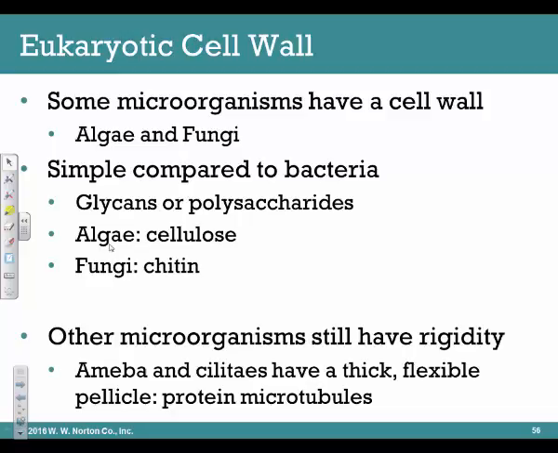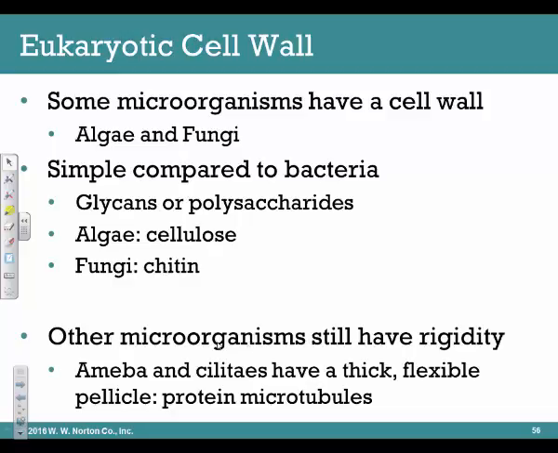So in the case of algae, they're made up of a polysaccharide called cellulose, similar to that of plant cell walls. And in the case of fungi, they're made up of glycan chains that are polymerized into a compound called chitin, a hard substance found in the exoskeleton of insects.